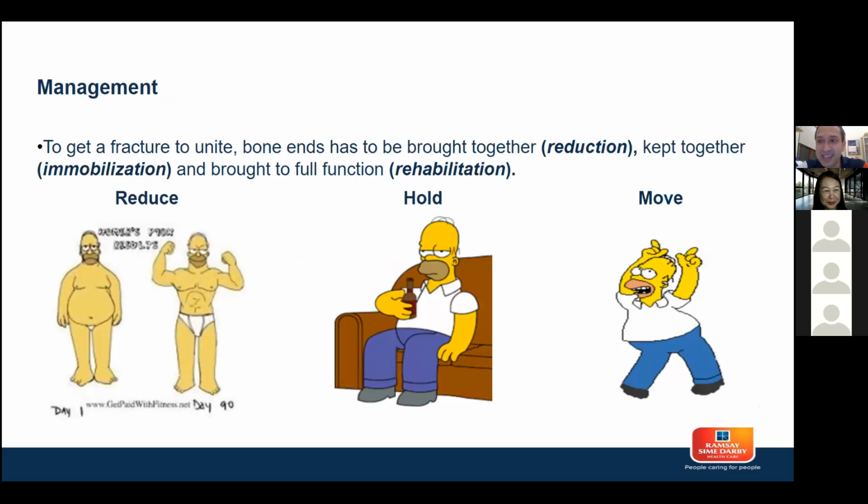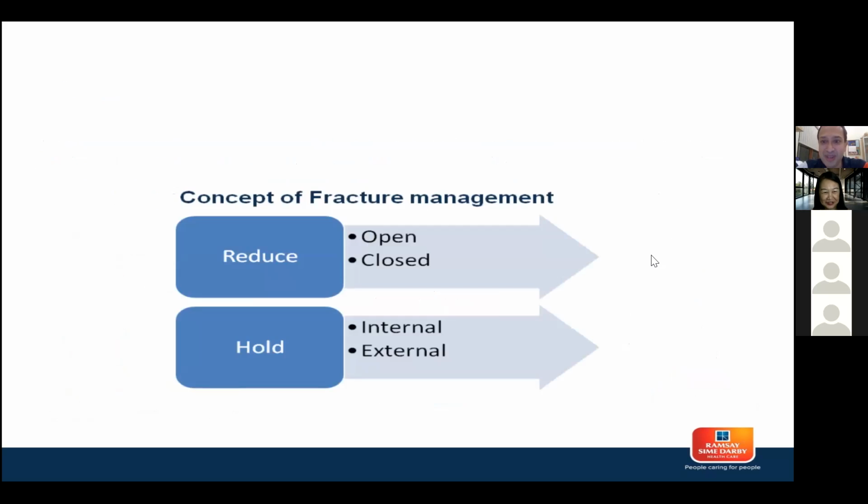So management of fractures, simple. To get a fracture to unite, the bone ends have to be brought together, which is basically reduction, reduce the fracture, immobilize it, keep it together, and rehabilitate to full function. So it's basically reduce, hold, and move. Three concepts in management of a fracture. If you're sitting for orthopedic masters and they ask you how to treat a fracture, this is how you pass. You reduce, hold, and move, and you pass the exam. That's it. Simple. Seriously. Okay, so the concept of reducing and holding is like this.